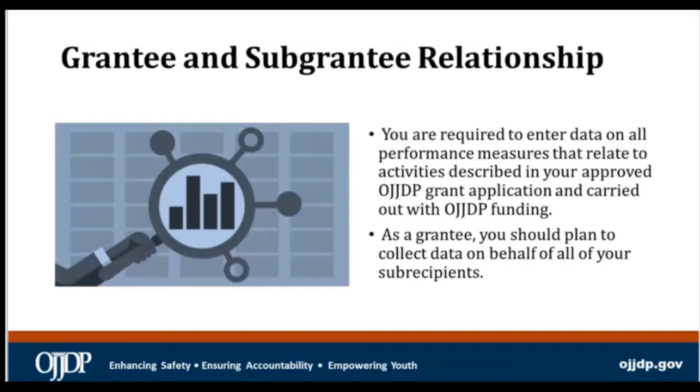Grantee and sub-grantee relationship. You're required to enter data on all performance measures that relate to activities described in your approved OJJDP grant application and carried out with OJJDP funding. As a grantee, you should plan to collect data on behalf of all of your sub-grantees.